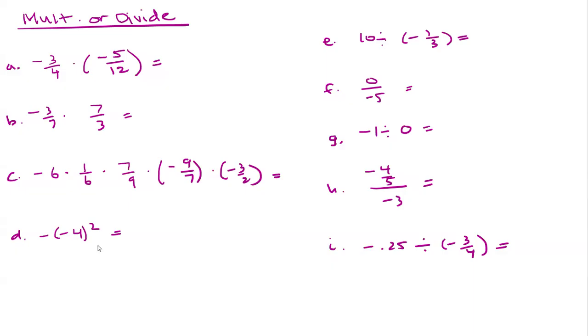The next one we have, this is D here. That's negative times negative 4 squared. For E, we have 10 divided by negative 1/3. F, 0 divided by negative 5. For G, we have negative 1 divided by 0. For H, negative 4/5 divided by negative 3. And then for I, we have negative 0.25 divided by negative 3/4.